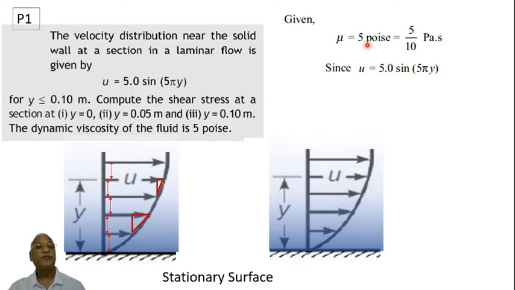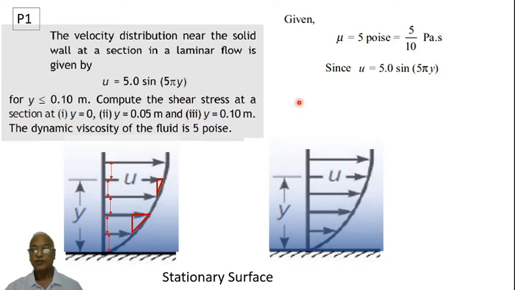Now we'll go ahead. What is given in the problem? Mu is 5 poise, but we will be consistently using newtons, meters and seconds as the units. So it has to be converted into Pascal second, and since 10 poise makes 1 Pascal second, we divide it by 10 to get it in Pascal second. Now it is given u is 5 sine 5 pi y. But they ask us to compute the shear stress at a distance y.